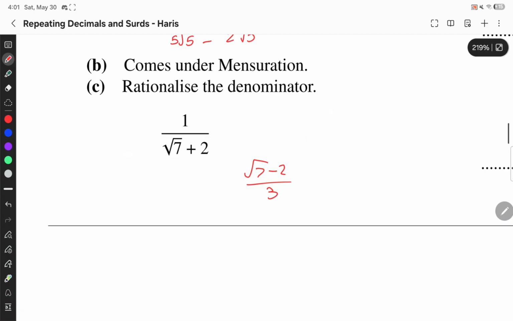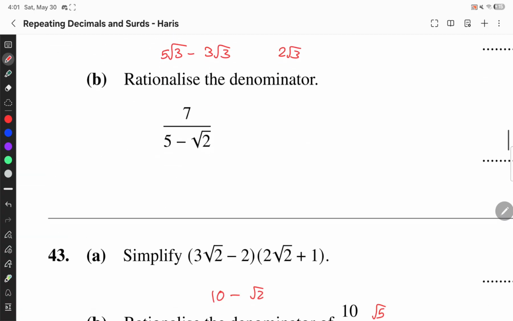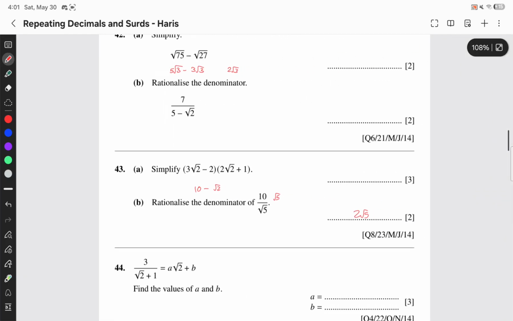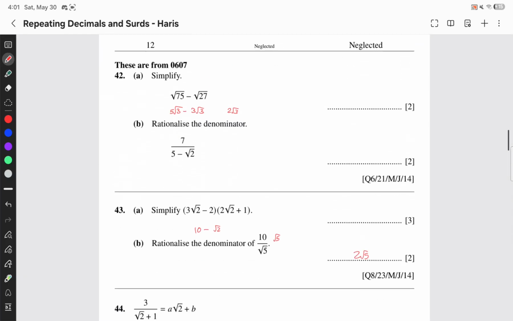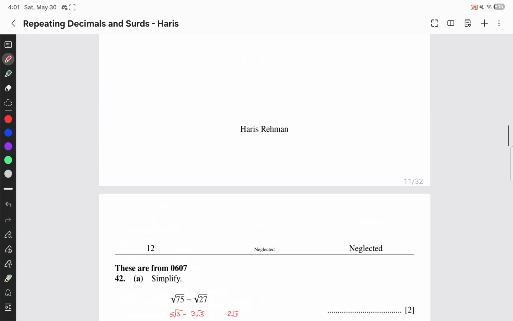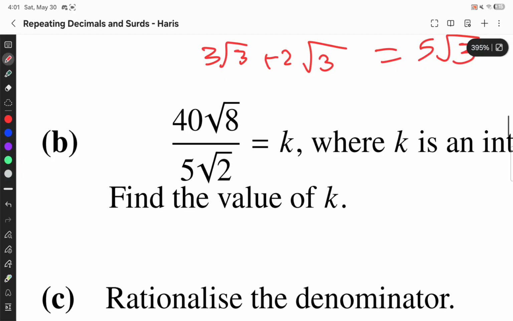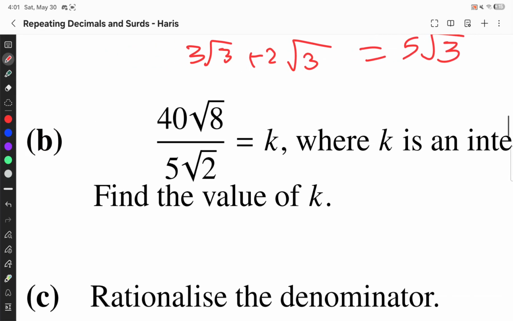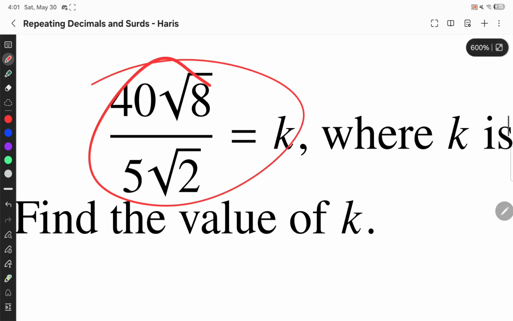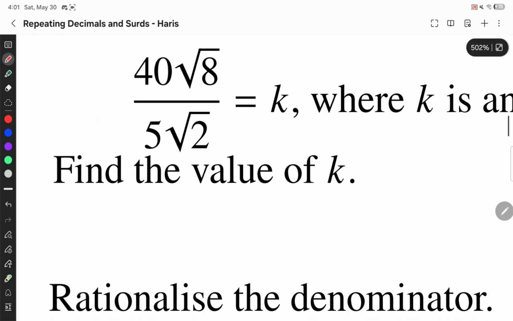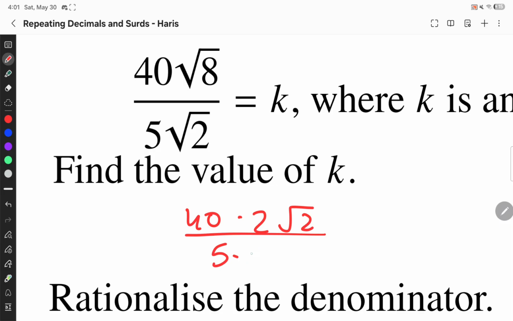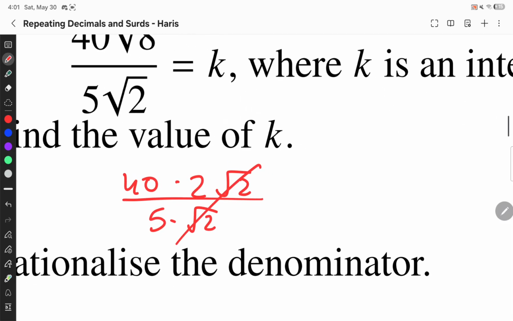Here I instantly did this, I think you guys get the point. Let's do some interesting questions using our knowledge that we just gained. 40 root 8 over 5 root 2 is equal to k, where k is an integer. Find k. How do we know this is an integer? Well, this root 8 can be simplified to 2 root 2 times 40 over 5 root 2. Root 2 cancels, and so we can see k is an integer.